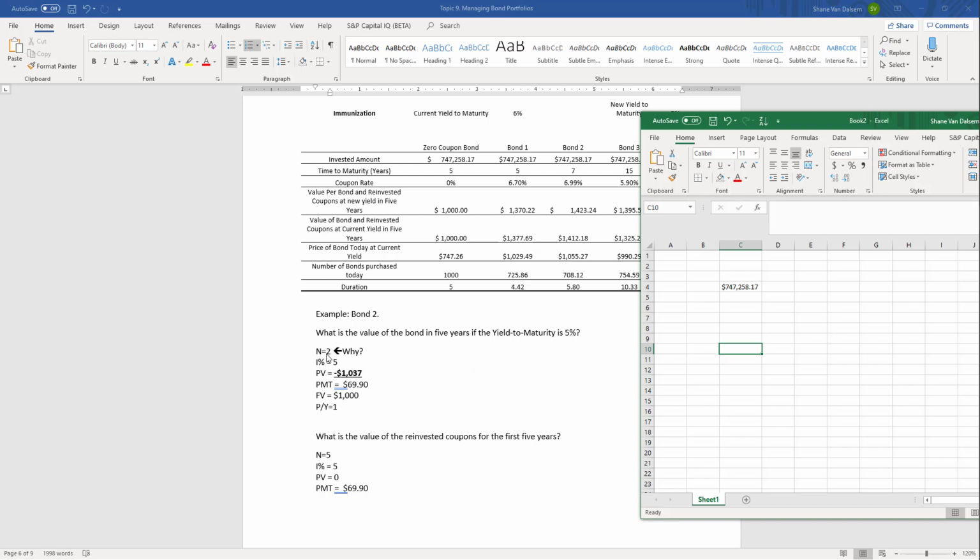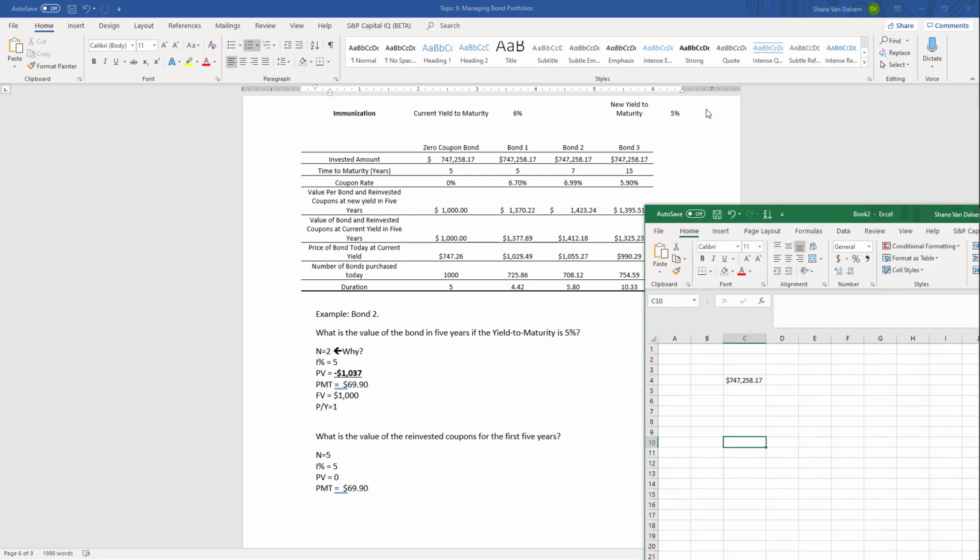So I say here n is equal to 2, and you might ask why. Because we want to know the price 5 years from now. And in 5 years, that bond only has 2 years left to maturity. So it has 2 years left to maturity 5 years from now. The interest rate is 5% because we're using the new yield to maturity of 5%.